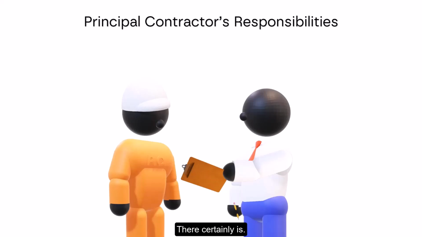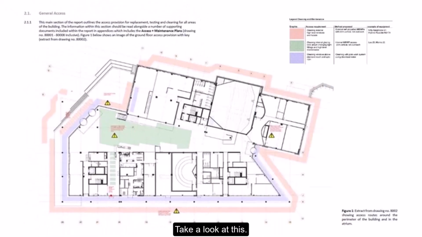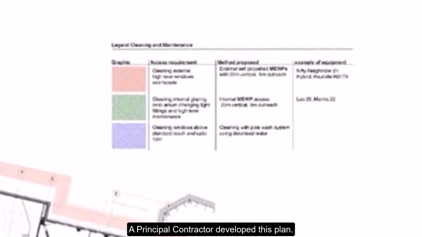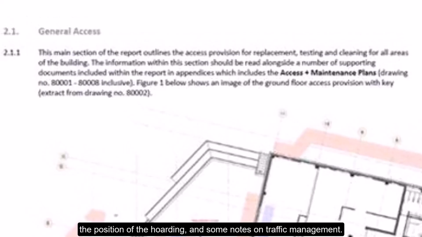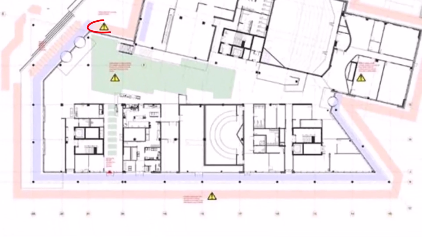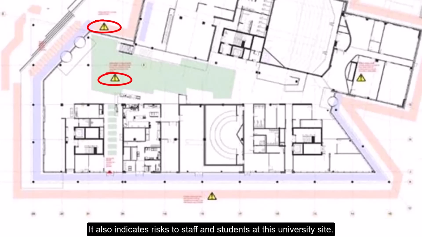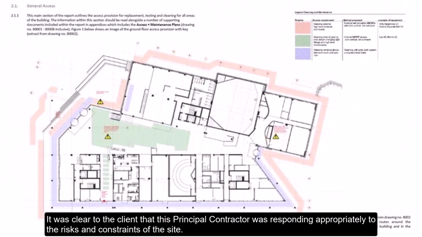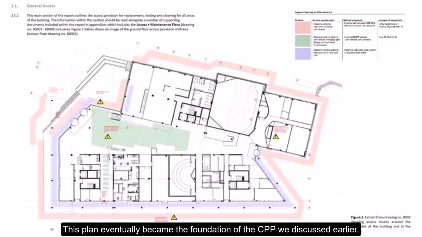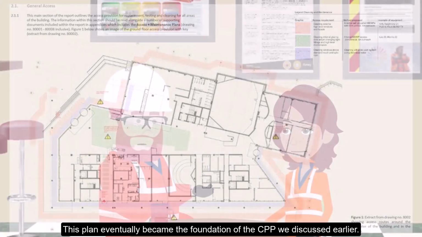There certainly is. Take a look at this. A principal contractor developed this plan. It shows the compound location, the position of the hoarding, and some notes on traffic management. It also indicates risks to staff and students at this university site. It was clear to the client that this principal contractor was responding appropriately to the risks and constraints of the site. This plan eventually became the foundation of the CPP we discussed earlier.